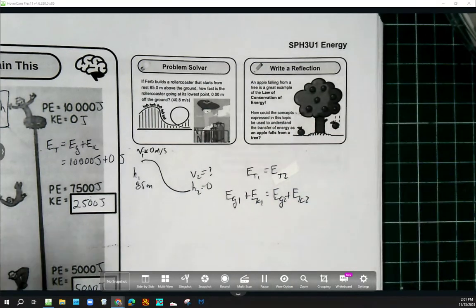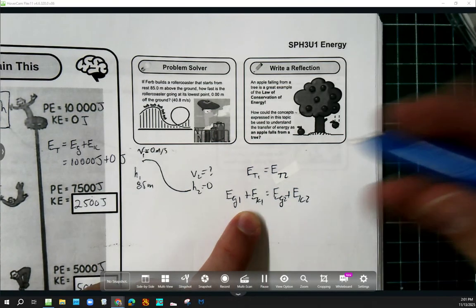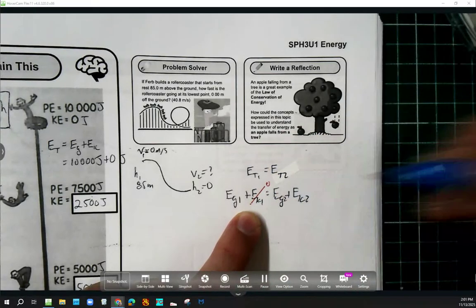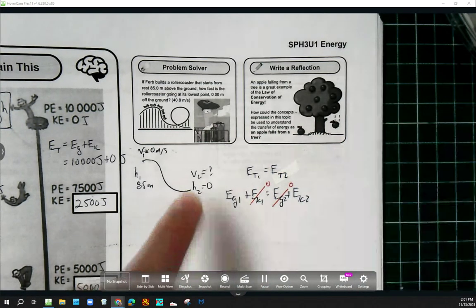And based on the givens we have, we can say that it starts from rest, so the kinetic energy at the beginning is 0. It gets down to a height of 0, so the gravitational potential energy at the end is 0.